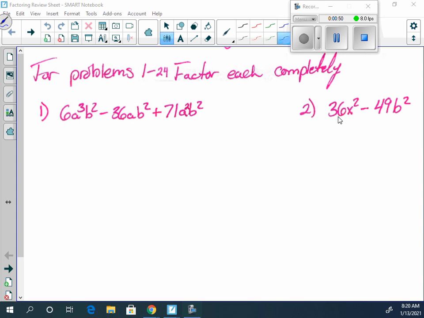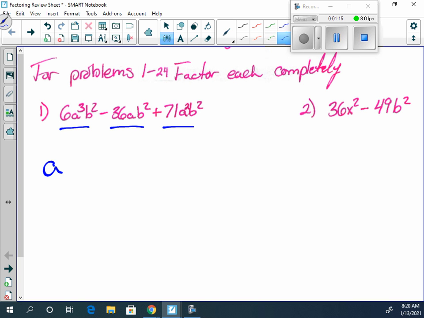So we have a cubed b squared in our first term. In our second term, we have ab squared. And in our third term, we have a squared b squared. So we have all three of these terms here. Now, when we're looking through these three terms, out of the a's, I know I have at least one a I can factor out. That's the most I can factor out.